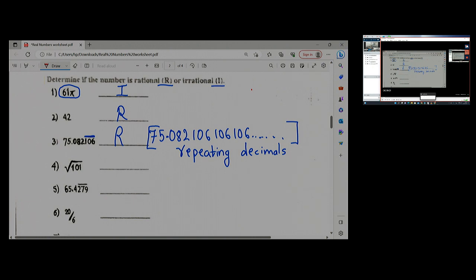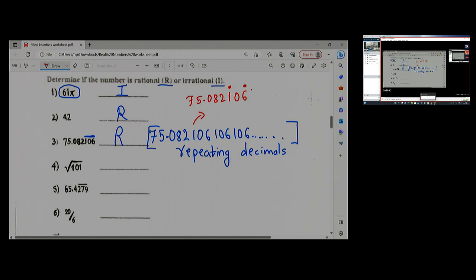Okay. With the dot, it can also be written like this: 75.082. So your repeating number is 106. We have a dot right here. Okay? Understand? And what kind of number is this? These are called repeating decimals. Repeating decimals are always rational. Understand? Good.